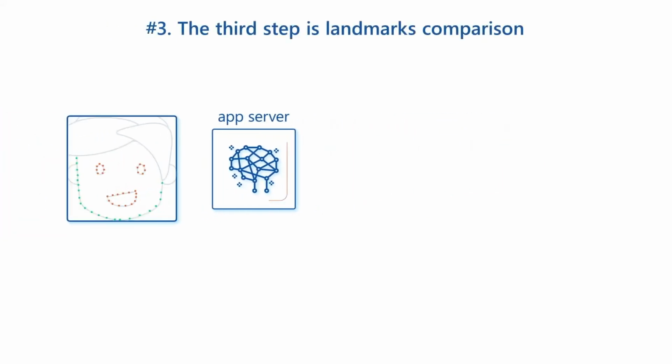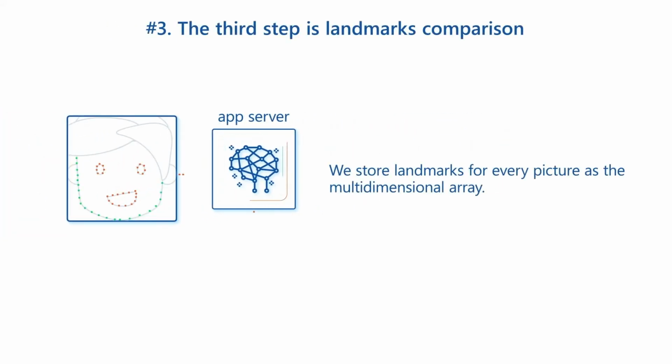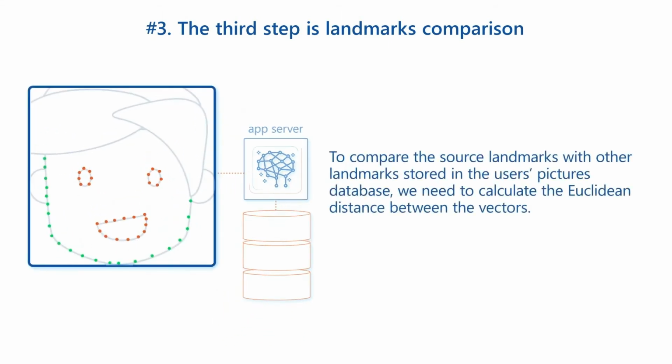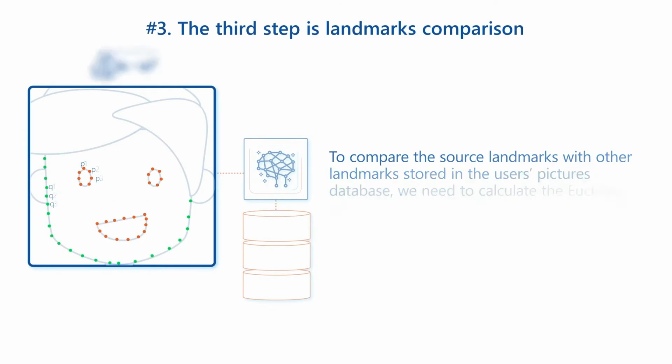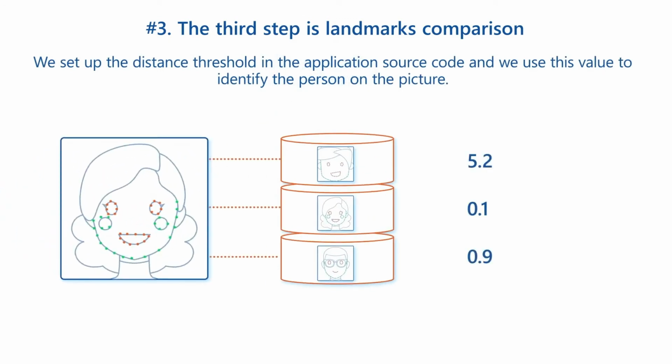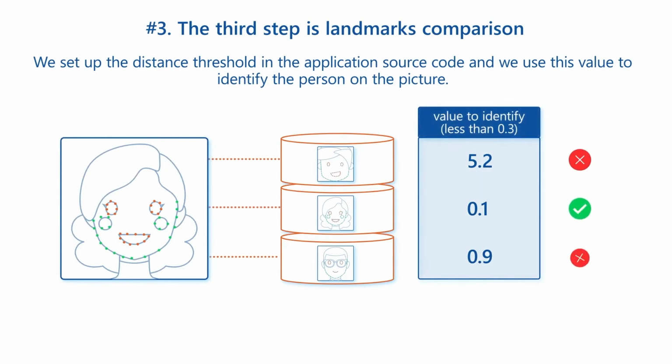The third step is landmarks comparison. We store landmarks for every picture as the multi-dimensional array. To compare the source landmarks with other landmarks stored in the user's pictures database, we need to calculate the Euclidean distance between the vectors. We set up the distance threshold in the application source code, and we use this value to identify the person on the picture.